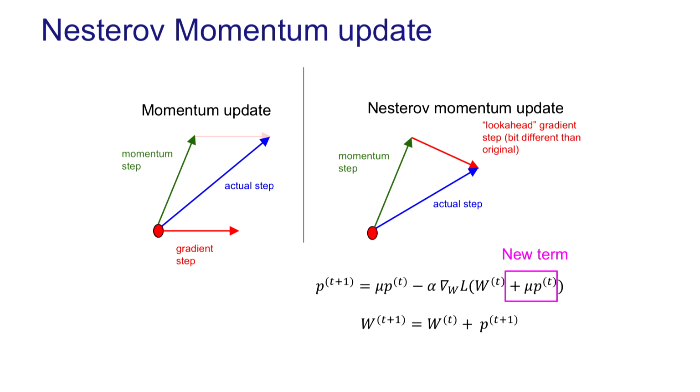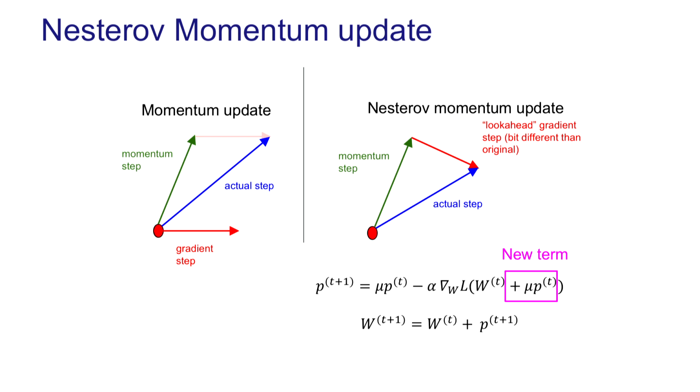All right, and computationally it looks like this. You basically add mu times p. That's the momentum step. You add that to the weights before you compute the gradient. In other words, the formula is the same. So is that clear? All we modified is the term in purple, and it's nothing more than changing the weights before you do the update.